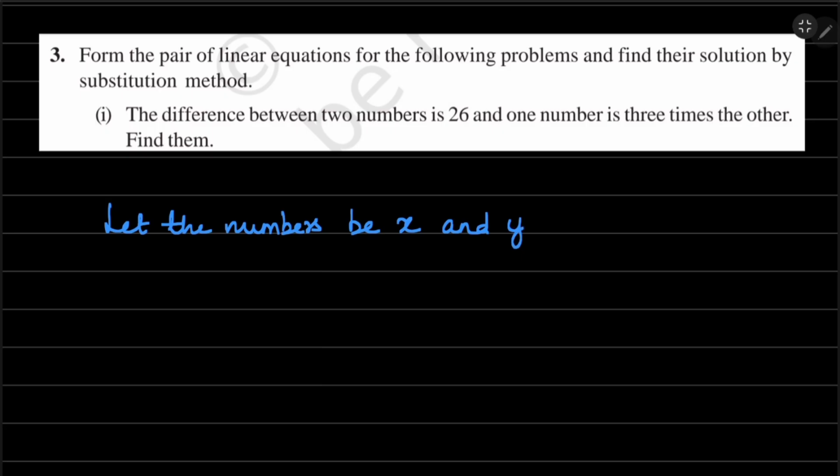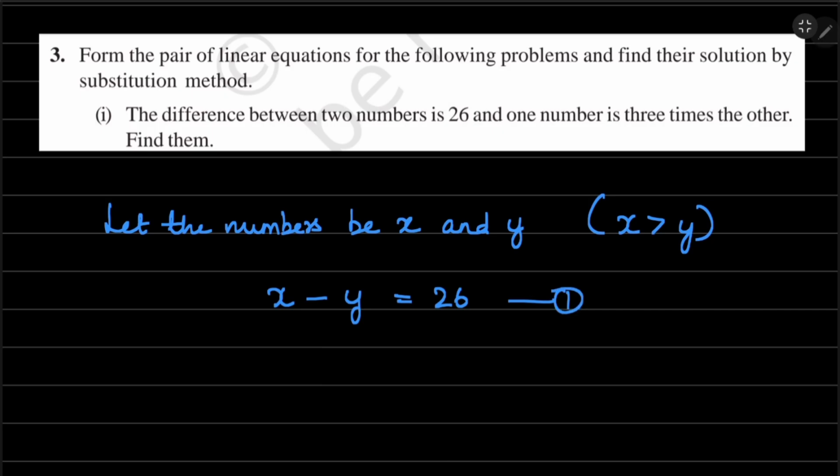Obviously, when you have a difference between two numbers, one number is always greater and the other one is smaller. So let x be greater than y. What is the first thing that's given here? The difference between the two numbers. x is one number and y is another number, right? So these are the two numbers which we have to find. The difference between the two numbers is 26. So that's the first equation: x minus y is equal to 26. This is your first equation.